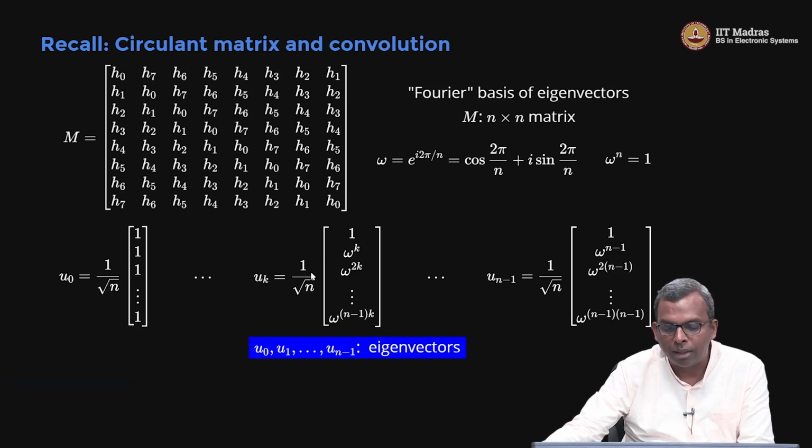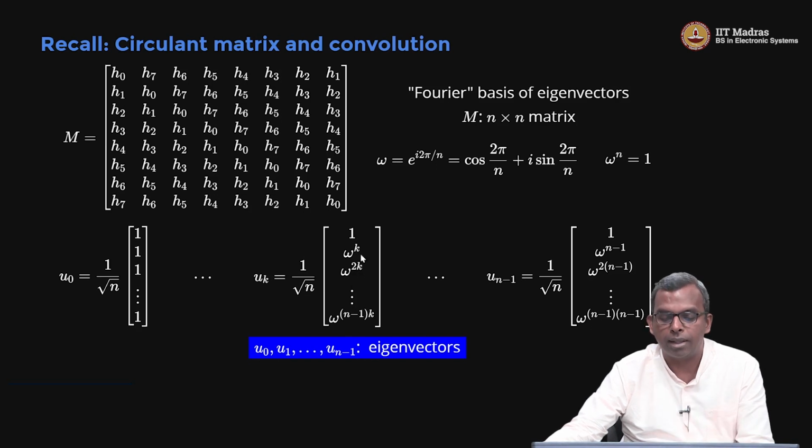It is 1 by root n, that is just a normalization. What you have here is a very simple series of powers of omega as the coordinates. First coordinate is 1, second coordinate is omega power k, third coordinate is omega power 2k, so on till the final coordinate omega power n minus 1 into k. You can imagine the first coordinate as being omega power 0 into k, right. Omega power 0 into k is just 1, so that is why I have written it as 1 here.